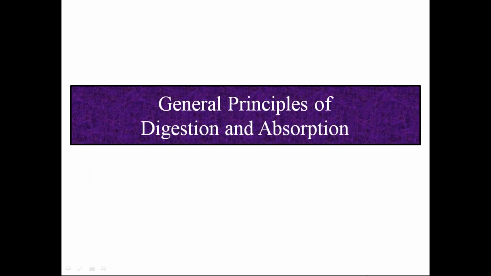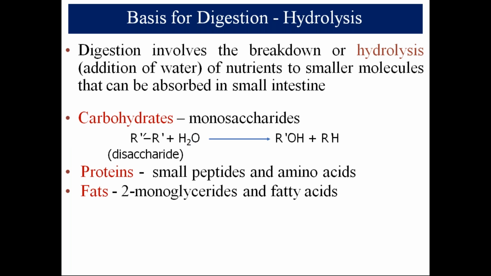So first, starting off with the general principles of digestion and absorption. There are certain things which are common in the digestion and absorption of most of the nutrients. So that makes it the general principles of digestion and absorption, right? So the first thing is that the basis for digestion is hydrolysis.